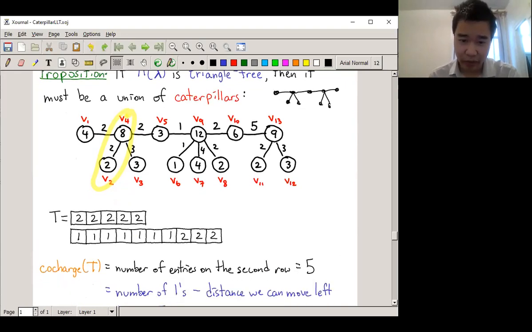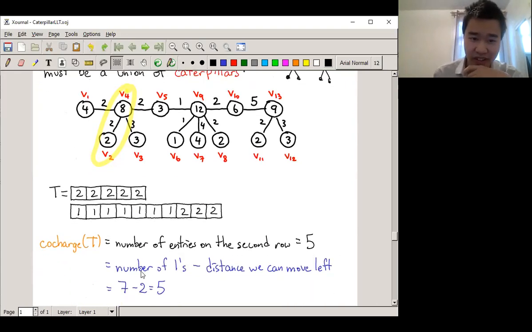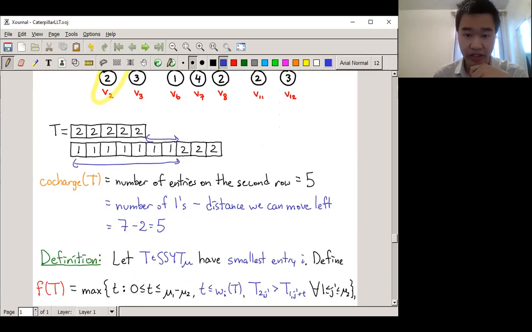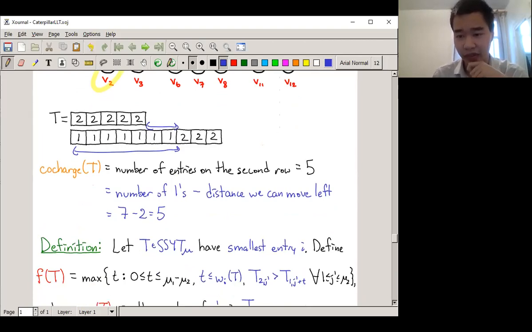So instead of thinking about it as 5, I can think of it as the number of 1s here, which is 7, minus the distance that I could move the bottom row to the left, which is 2. And this is a really weird way to think of the number of entries on the second row. But when I generalized it to these other tableaux, this was exactly the right thing to do. So this is what f of t is, just the distance I can move left. I've written out the definition here, but essentially it's just this distance.